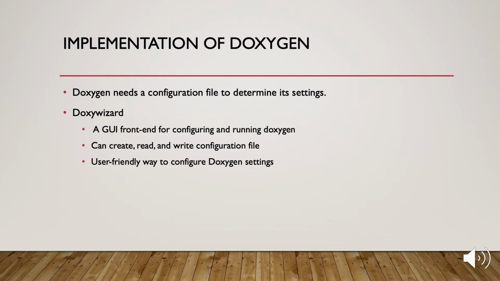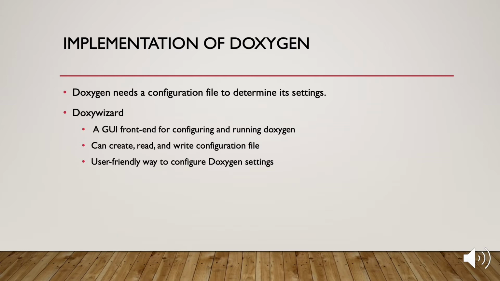When implementing Doxygen, a major key is the configuration file. Doxygen uses the configuration file to determine its settings. The configuration file is very similar to a makefile. Inside it has tags that control things like what to extract, where to receive the input, and where to produce the output. The configuration file is basically the control system of the Doxygen tool.